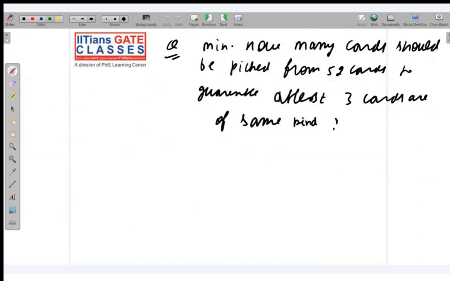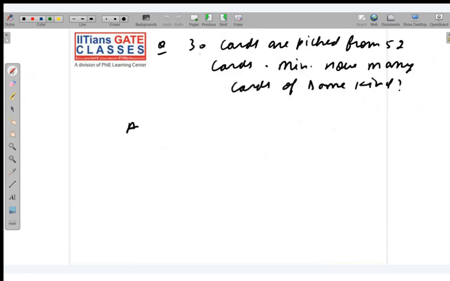Minimum how many cards should be picked from 52 cards to guarantee at least 3 cards? Okay, this is a different question now. We have 30 cards picked from 52 cards. So from 52 I have taken 30. The minimum how many are of the same kind?